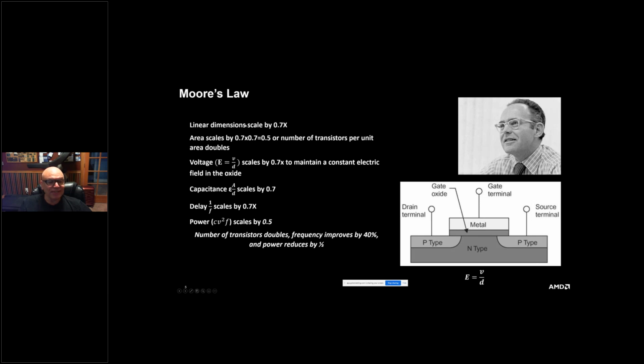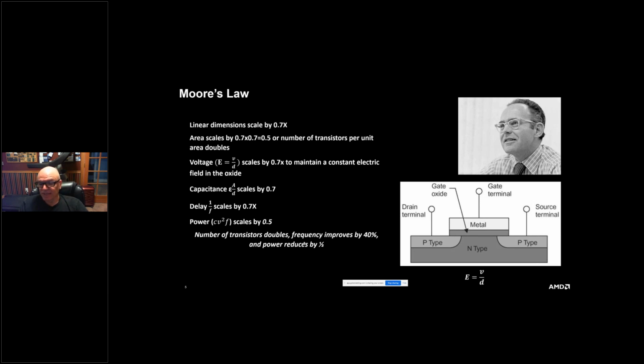So now you take all these scalings, and you get this beautiful Moore's law that says the number of transistors doubles, the frequency improves by 40%, and the power is reduced by half with every generation. And that continued to be true for decades, and nobody exploited that better than Intel, until, of course, you start going against physics.